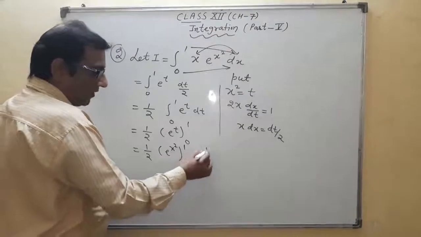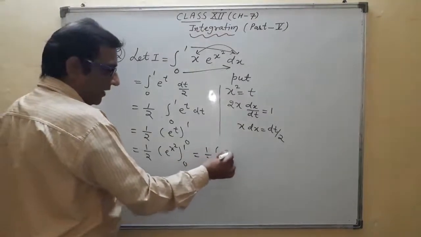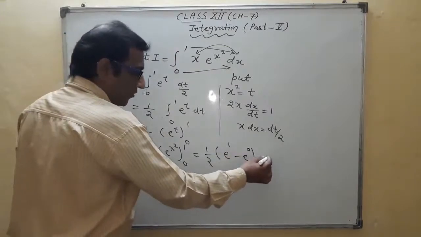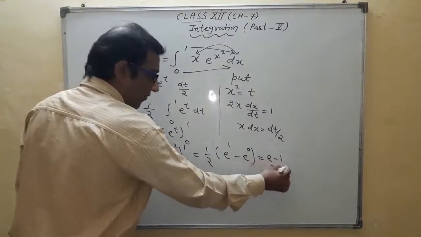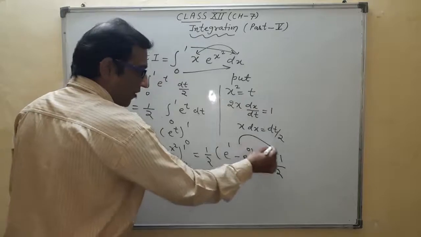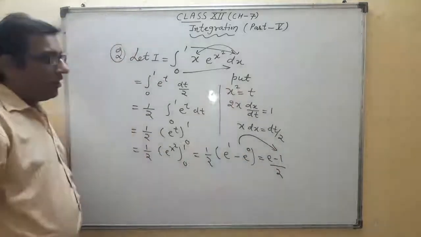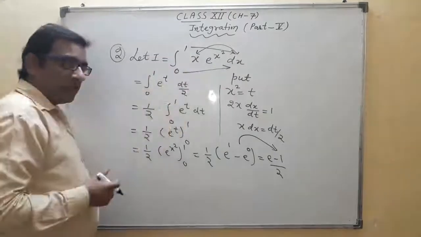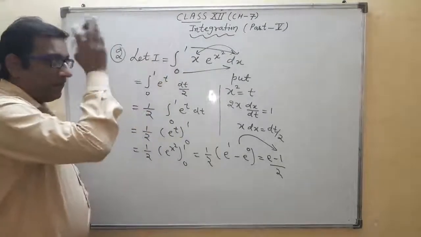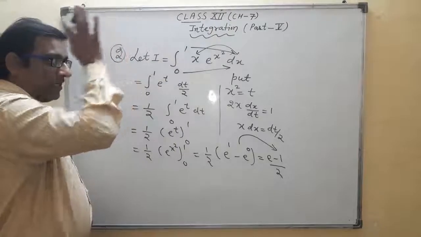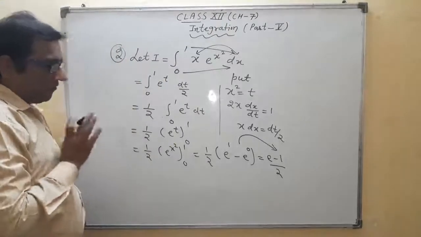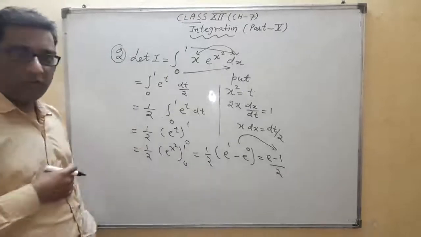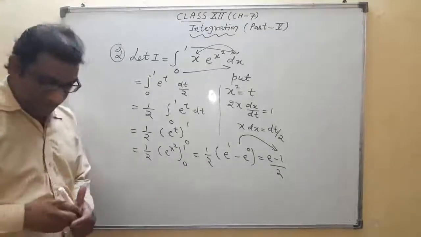Now we will solve it. What will we get? We will get e raised to the power 1 minus e raised to the power 0, and this equals e minus 1 upon 2, because the value of e raised to the power 0 is 1. So this is the way of solving the question whenever two different functions are there with limits where 0 is the lower limit and 1 is the upper limit. So follow the procedure, then we will solve such questions very easily.